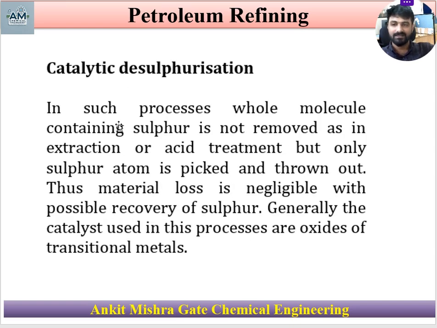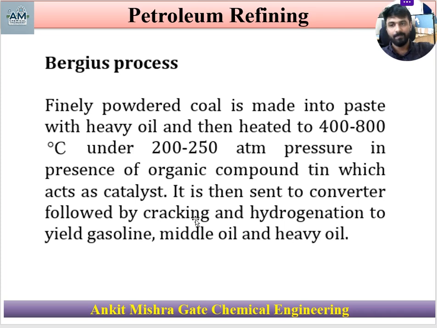Now we will be moving towards the next process of sweetening, that is catalytic desulfurization. In this process generally the whole molecule containing sulfur is not removed, so you are only focusing on the sulfur atom, which is picked and thrown out. So due to this particular process there is a negligible loss of material, right? And recovery of sulfur is also very good. And the catalyst that is used here is a transition metal. That is very important. The catalyst in the catalytic desulfurization unit is very important. That is the transition metal. And here generally the atom of sulfur is being removed, not the whole molecule, right?